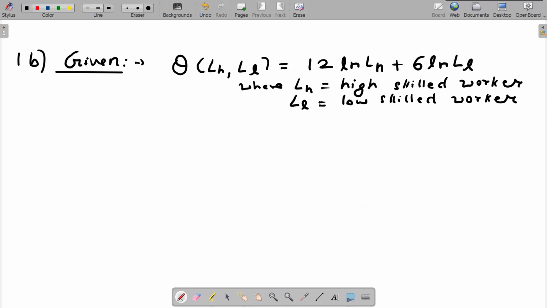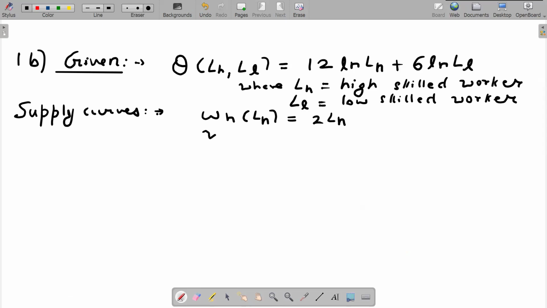Okay, and we are given the supply curves. What are the supply curves? So WH as a function of LH is given to us as 2LH, and WL as a function of LL is LL. These are my supply curves for high skilled and low skilled. Price in the economy for pens is given by 12 rupees. So first of all, the objective is to maximize the profit. What is the profit function, guys?